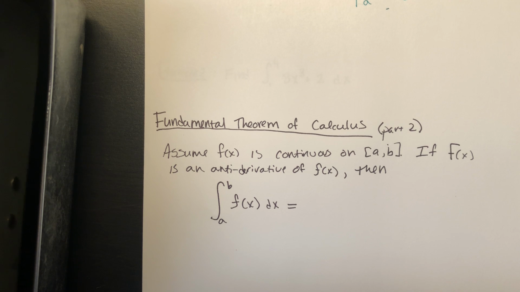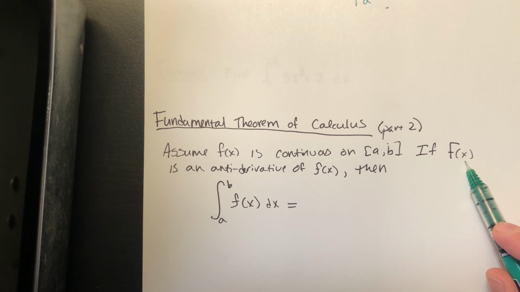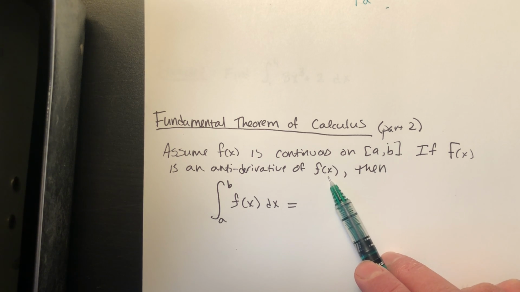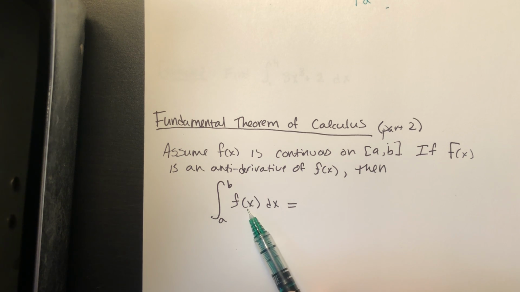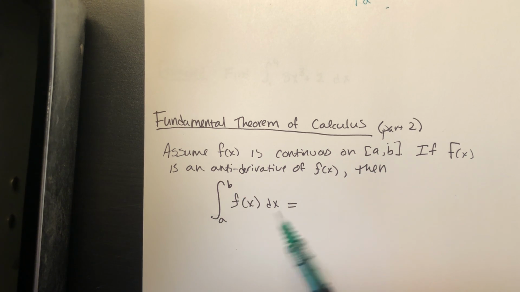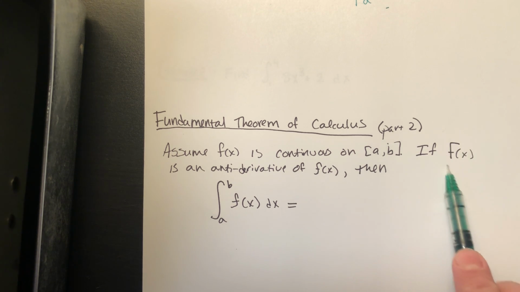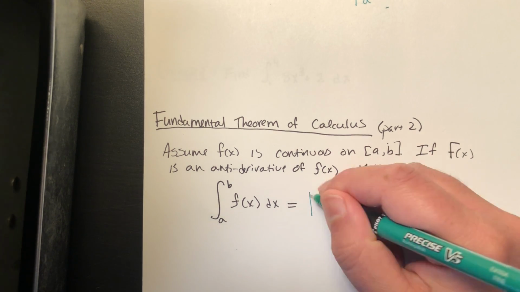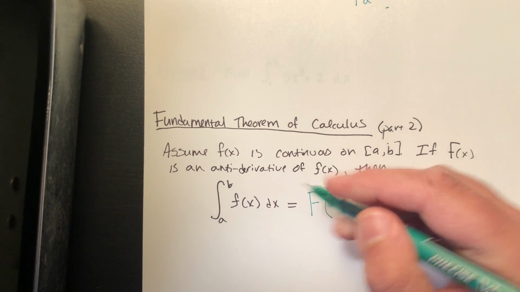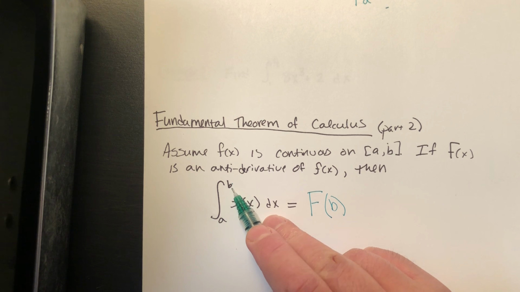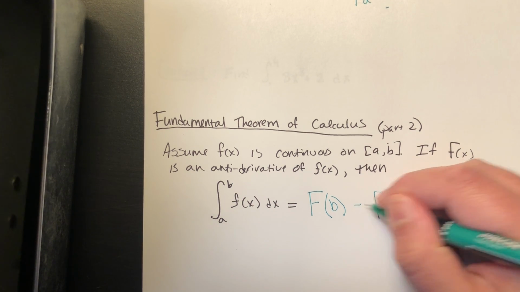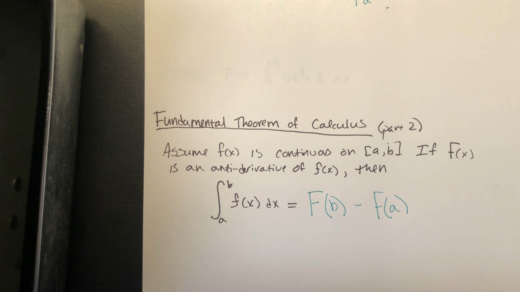It says assume f of x is continuous on the interval from a to b. If big F of x is an antiderivative of little f of x, right? So if big F of x is the general antiderivative of some function little f of x, then we can compute this definite integral from a to b of f of x dx by taking the antiderivative, big F of x, evaluating it at the right endpoint, minus evaluating that antiderivative at the left endpoint. This is what the fundamental theorem of calculus says.